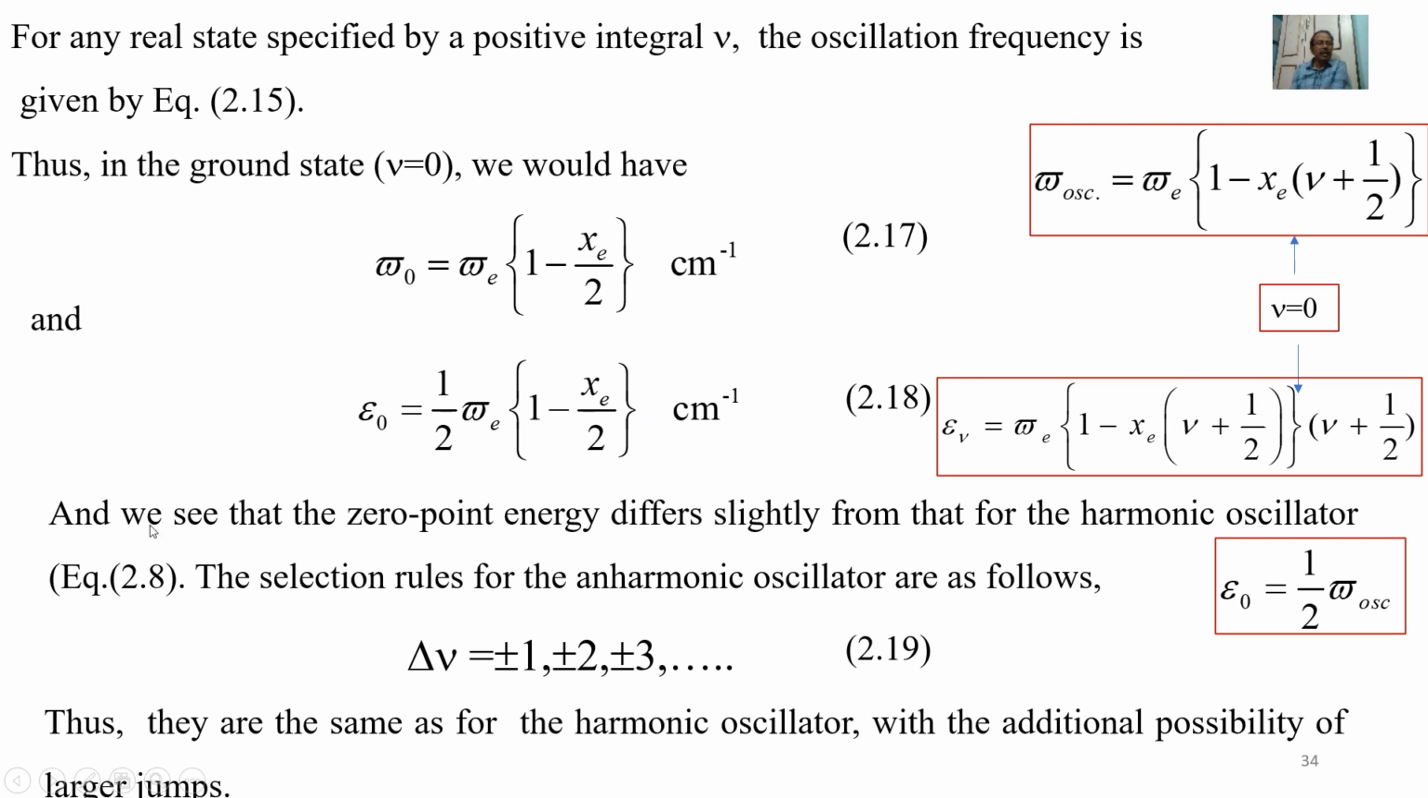And we see that the zero point energy differs slightly from that for the harmonic oscillator, given as equation 2.8. You just compare equation 2.8 with 2.18. This one is for the anharmonic oscillator, and this is for the harmonic oscillator, and it differs only by the factor 1 minus xe by 2.